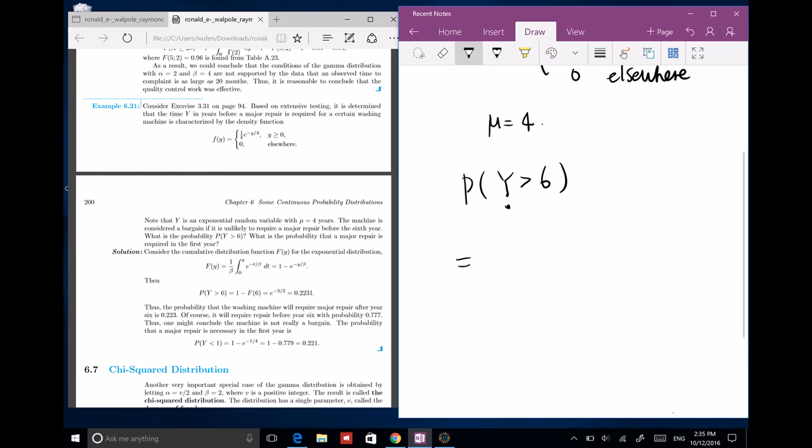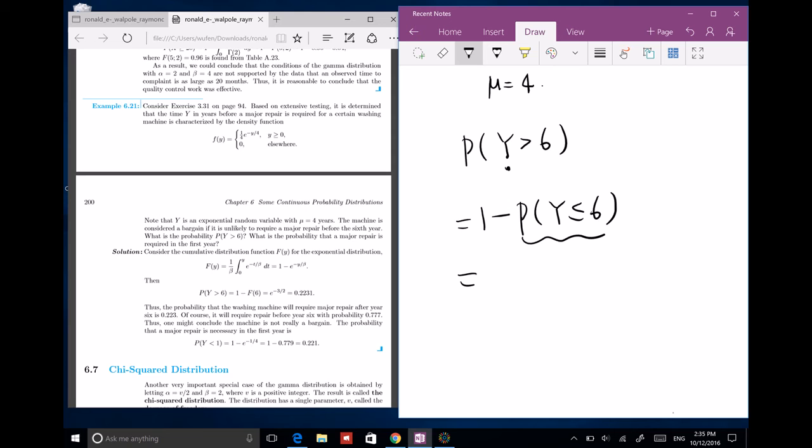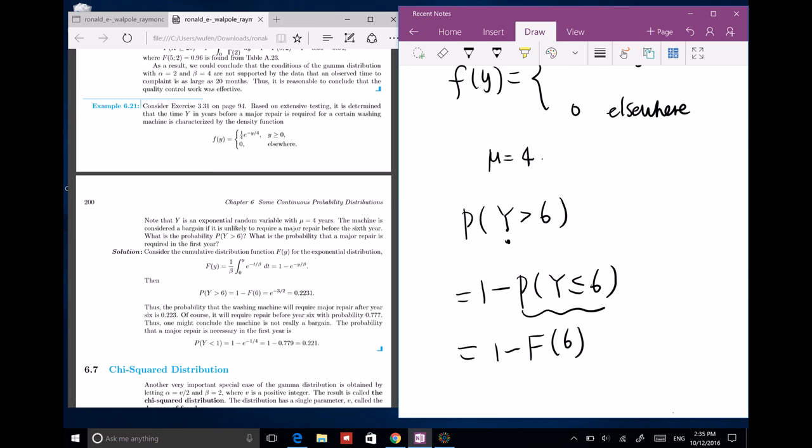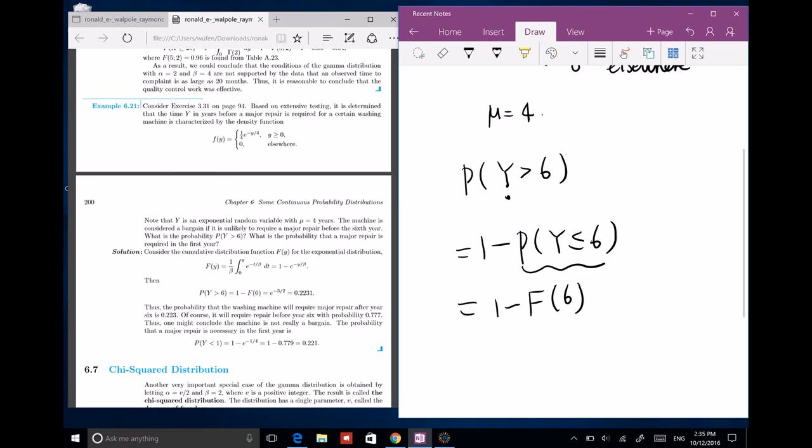If it's bigger than 6, when you do the probability distribution, you always have to do P(Y ≤ 6). So 1 minus that, you can find this. The probability distribution is given, and the density function for it is an exponential distribution. So P(Y > 6) is 1 minus F(6). You just need to take the antiderivative from 0 to 6.